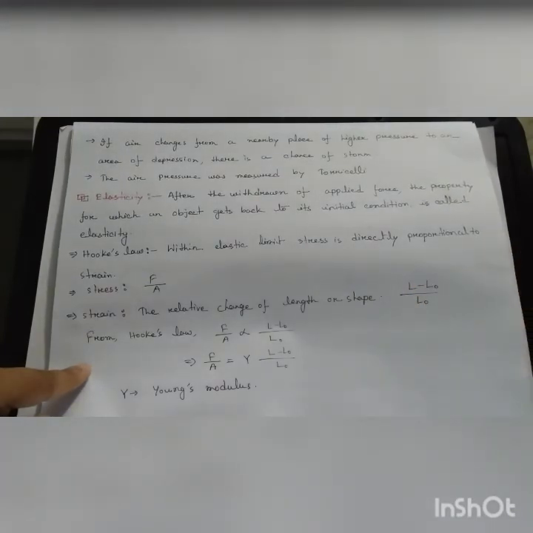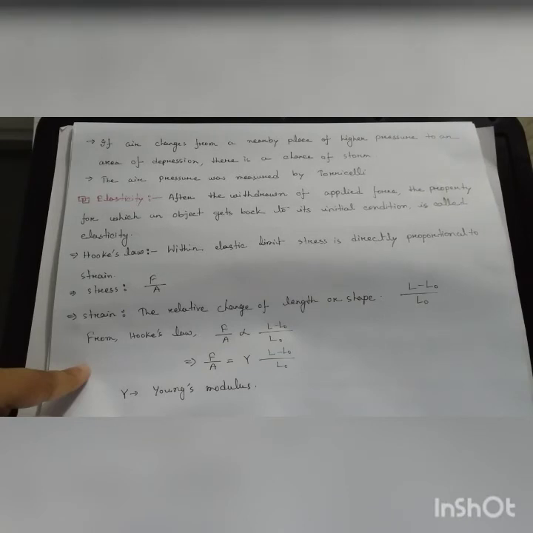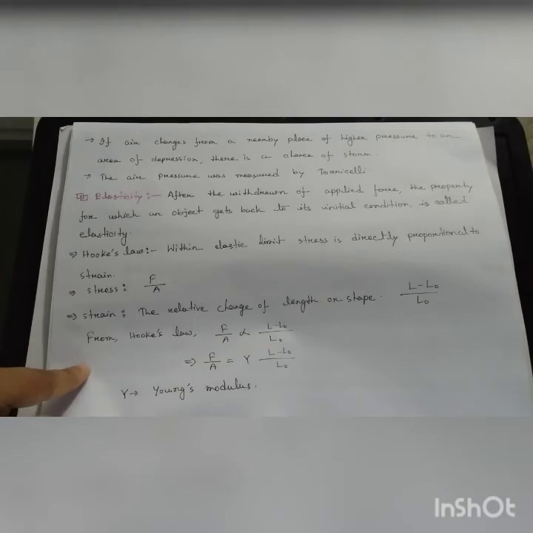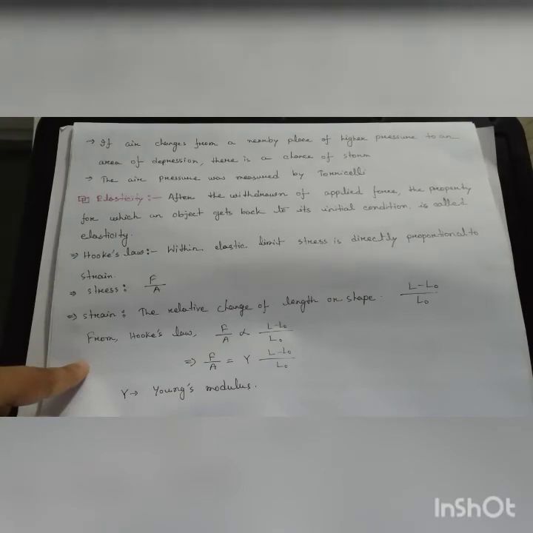Then another important law related to elasticity is Hooke's law. What is Hooke's law? Within the elastic limit, as I have told about the elastic limit, stress is directly proportional to strain. So we have to know stress and strain first. What is stress? Stress is just like pressure. That means for changing the state of an object, the force applied per unit area is called its stress. So its unit is just similar to pressure, Newton per meter square or Pascal.